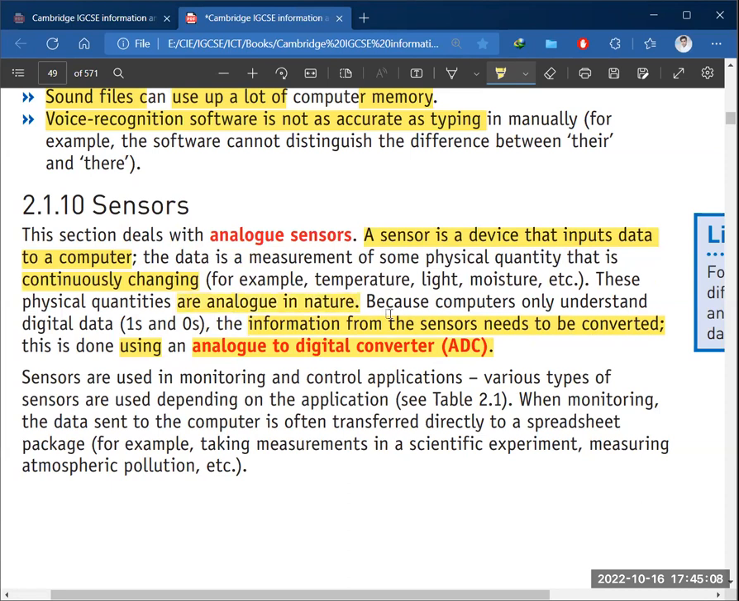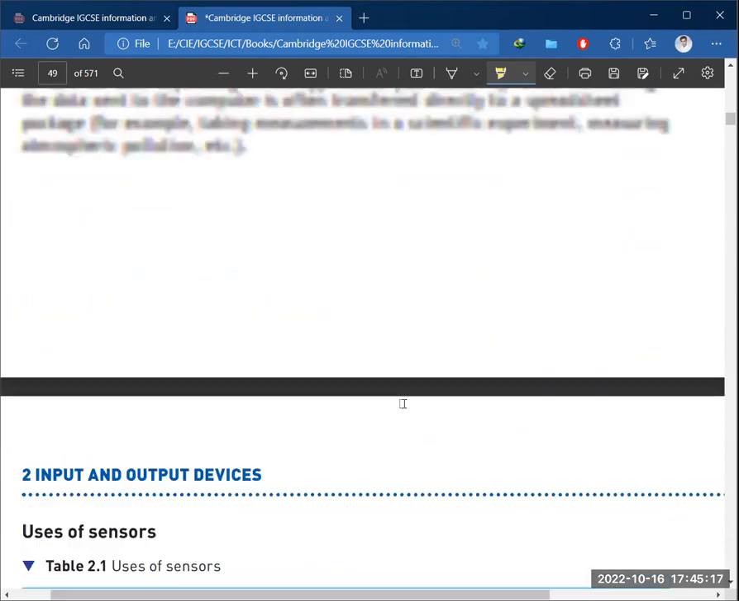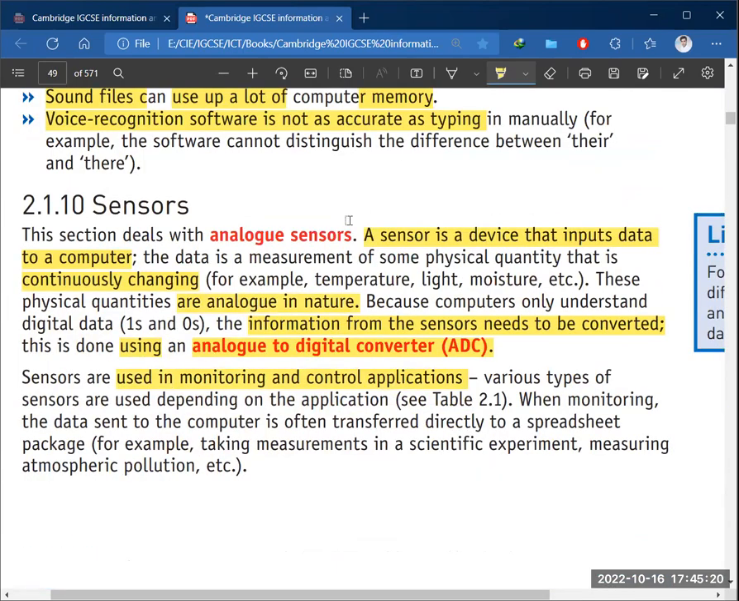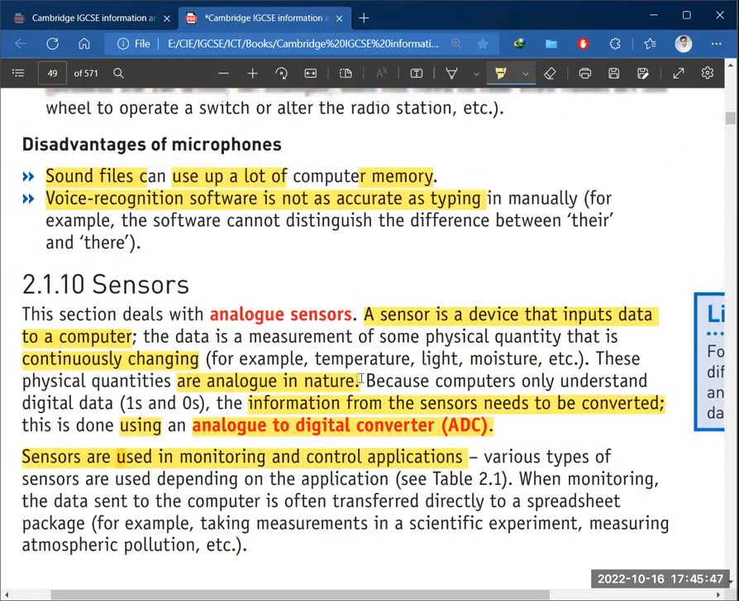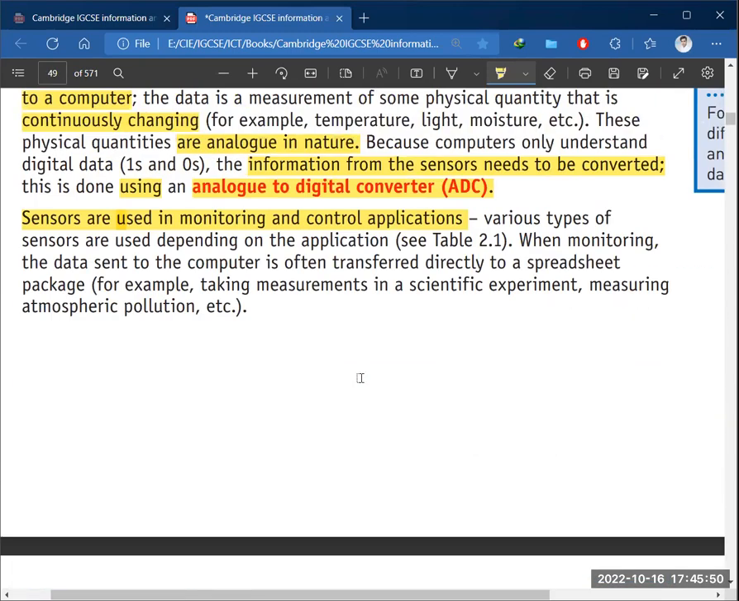Sensors are used in monitoring and controlling applications. Various types of sensor are used depending on the applications. Read the highlighted part only. A sensor is a device that inputs data to a computer, continuously changing, analog in nature. Information from the sensors needs to be converted using an analog to digital converter. Sensors are used in monitoring and control applications. This is chapter number 6 or 5, I think. 6. Now, let's continue here.